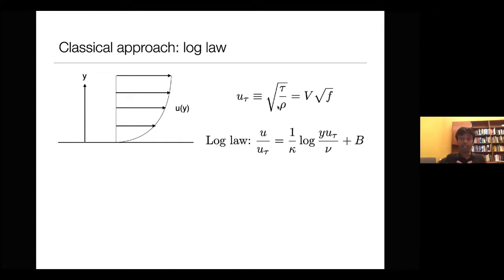Now, that's an explicit expression, but it has two constants. And these two constants are the von Karman constant, kappa, and the offset of the log law, B. There is no theory for it, so these are empirical constants.